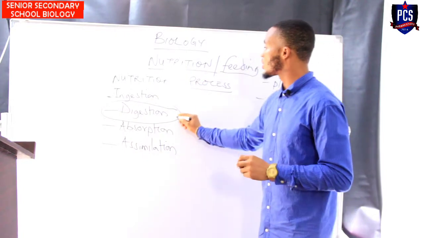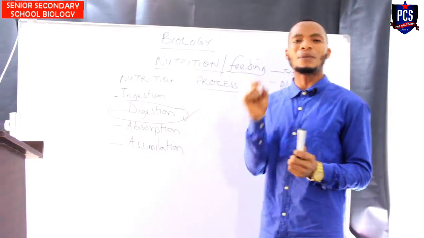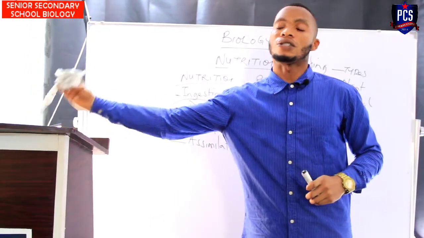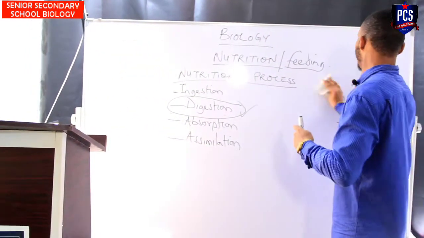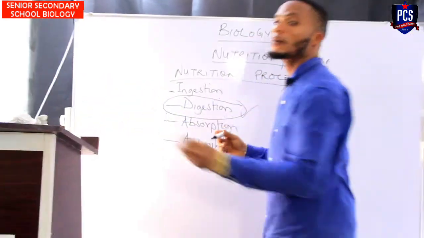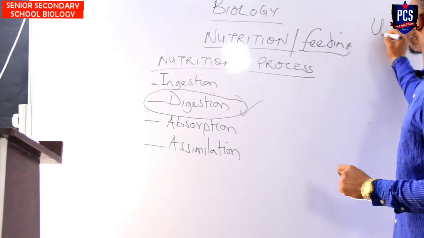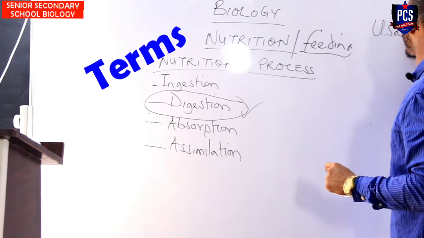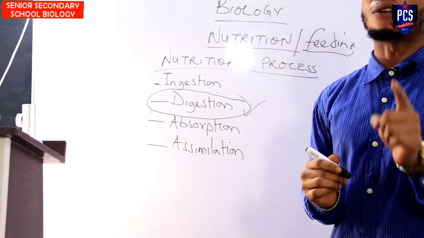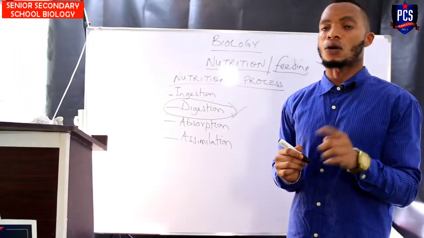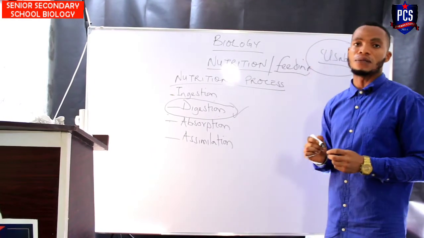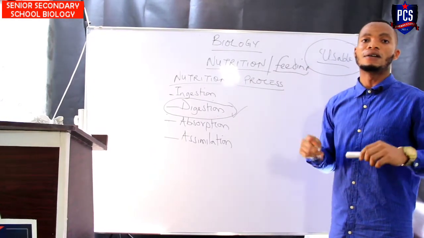Now, digestion is simply the breaking down of food into chemically smaller forms before they are absorbed into the bloodstream for their functions. I told you it is a process of breaking down food into chemically usable forms. In biology, there are some terms you use and some terms you don't use. Your examiner will always be looking for those terms to give you your full mark. When you miss them, you miss the score. Digestion is breaking down food into usable forms before they are absorbed into the bloodstream for their functions.